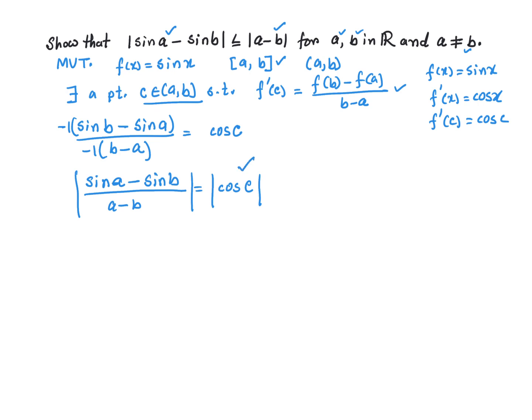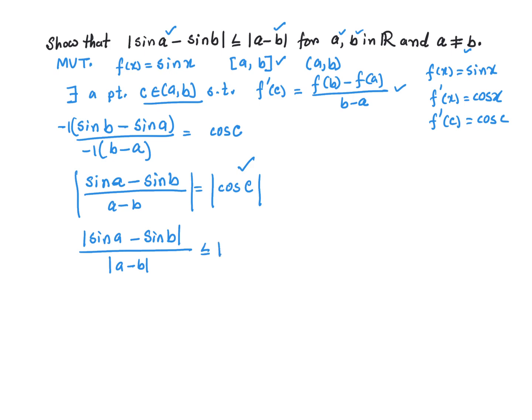Now look at the absolute value of cosine of C. What is the highest value it can have? Which is just 1, right? Sine and cosine functions are bounded between -1 and +1. So I could say the absolute value of sine of A minus sine of B divided by the absolute value of A minus B is less than or equal to 1.